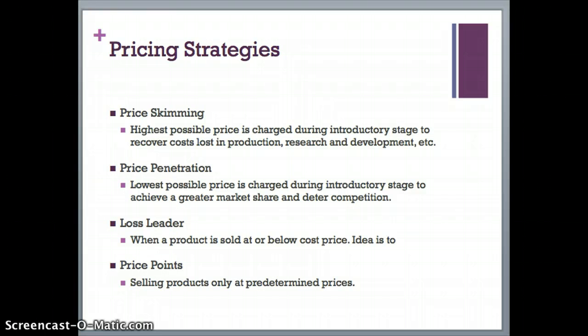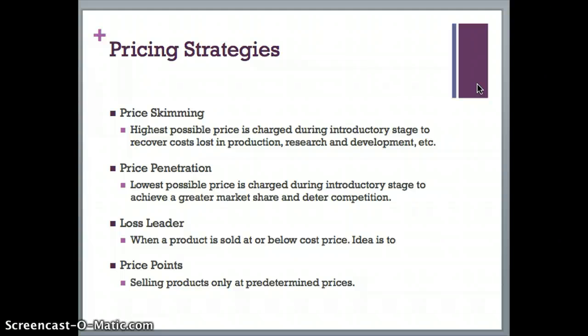Okay, next, price strategies. So price skimming is charging the highest possible price during the introductory stage to recover costs lost in production and research and development. So this is quite basic. An example of this would be gaming consoles when they're first released. So if you remember the PlayStation 3 being released in 2007, I think it was priced very, very high in comparison to what it is now. And that's so the costs incurred during production and the development of the product can be recovered.